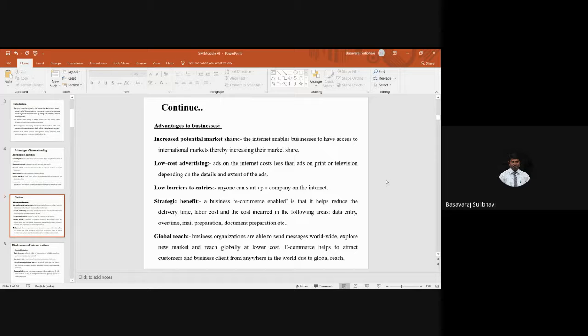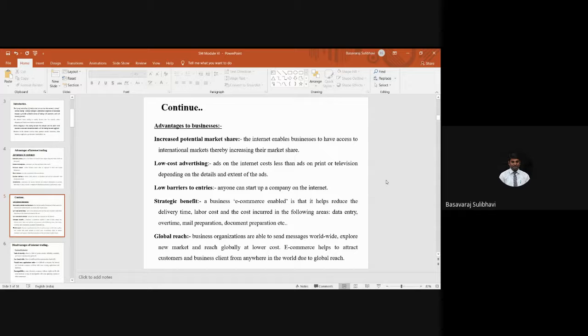Fine. So the strategic benefit of e-commerce is that it helps reduce the delivery time, as we said in the previous slide, where customers quickly get the product or services if they book it or buy it on the internet platform. So delivery time is very less. You're going to reduce it.